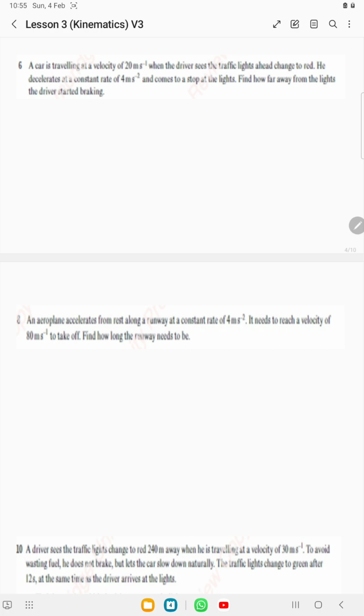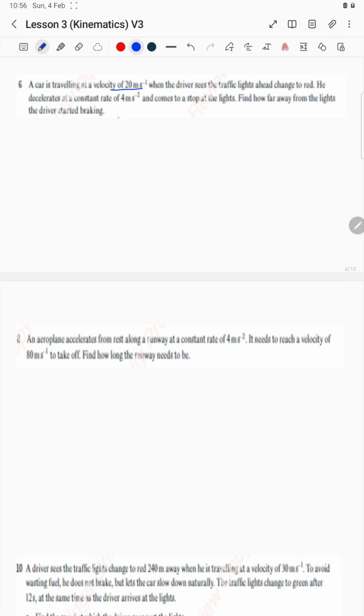Okay, here's another question. A car is traveling at a speed given to be 20 meters per second. It means it is starting with u, that's 20 meter per second. When the driver sees the traffic lights ahead change to red, she decelerates at a constant rate, which means acceleration is negative 4 because it's deceleration, so it will be negative, and comes to a stop at the lights. Okay, how far away is the light from the driver when it comes to rest? Stops means v becomes 0 meter per second.